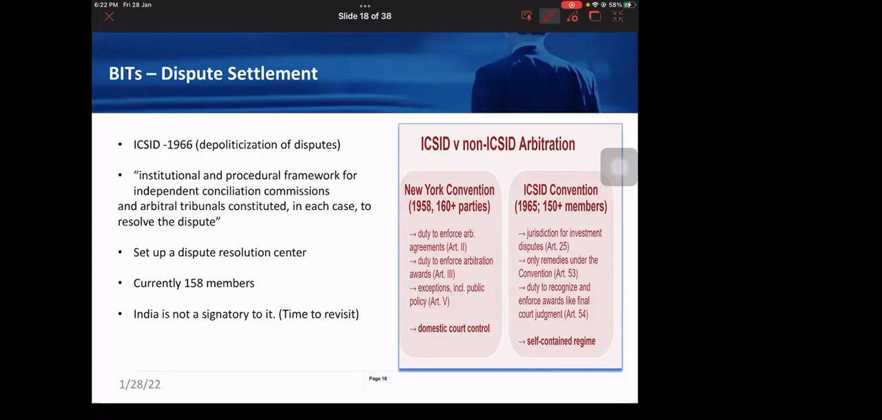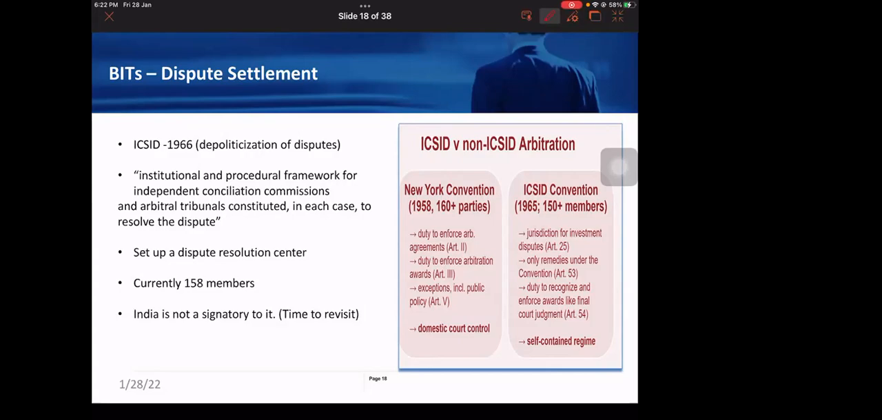Now under the ICSID, what is the main role of ICSID? Institutional and procedural framework for independent conciliation commissions and arbitral tribunals in each case to resolve the dispute. So basically giving an institutionalized tribunal framework. So institutionalizing the arbitration mechanism instead of having an ad hoc arbitral tribunal. Under the ICSID, you can get into an institutionalized investment arbitration.